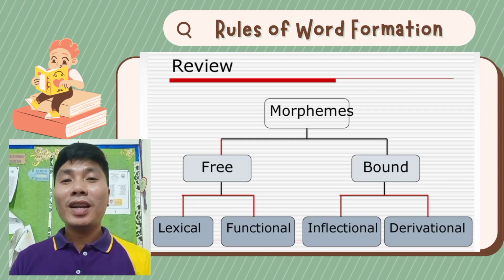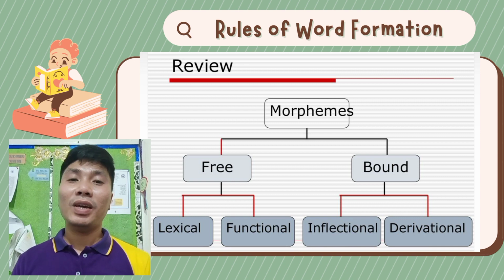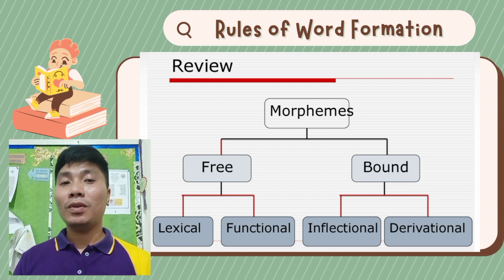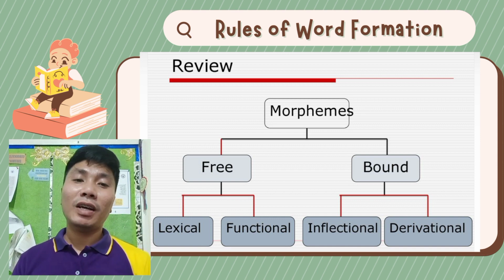And now I would like to show you an illustration to show the family tree of the morphemes. Okay, we have here the morphemes. We have the two types of morphemes, which are free morphemes and bound morphemes. And of course, we have the types of free morphemes, which are the lexical and the functional or grammatical morphemes. And we have the two types also of bound morphemes, which are the inflectional and derivational morphemes.